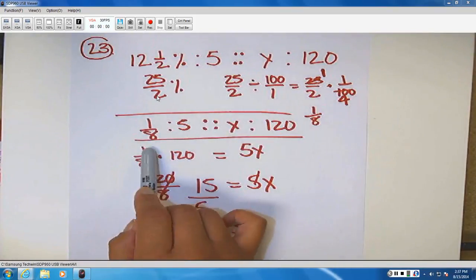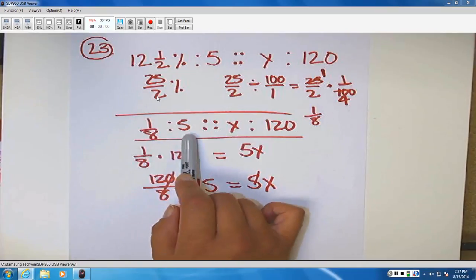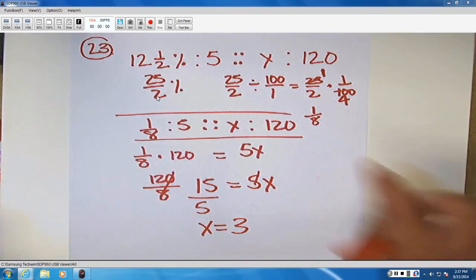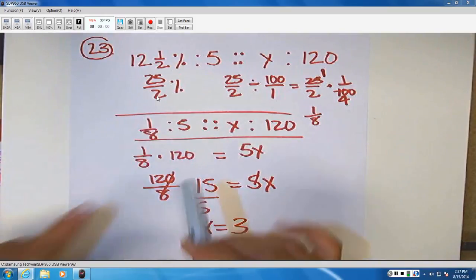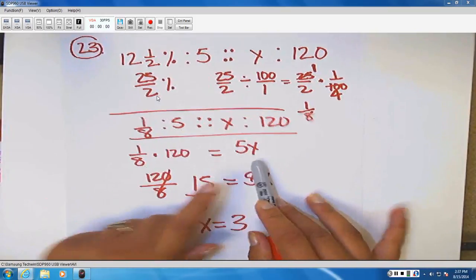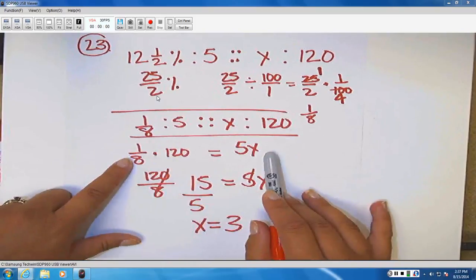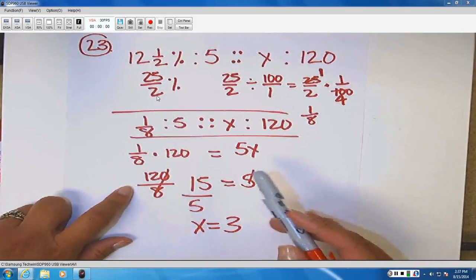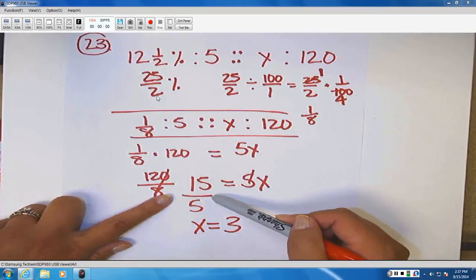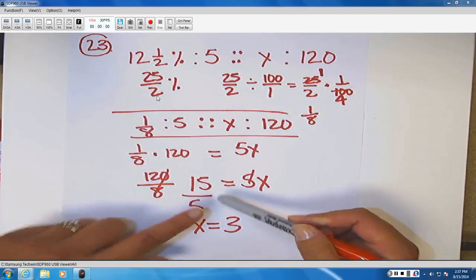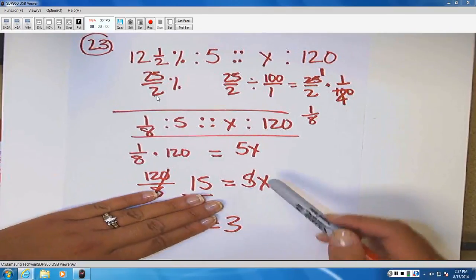So then we set up our proportion with 1/8, after changing that mess of a number. So we had 1/8 is to 5 as x is to 120. We then took our two extremes and multiplied them together, and we took our two means and multiplied them together. When we multiplied our extremes, we ended up with 120 over 8, which reduced to the whole number of 15. We were able to reduce it all the way down to 15 because 8 went into 120 15 times. So we had 15 equals 5x.